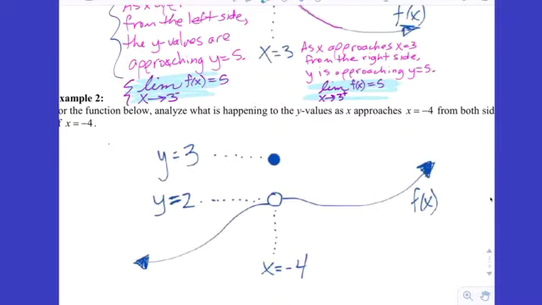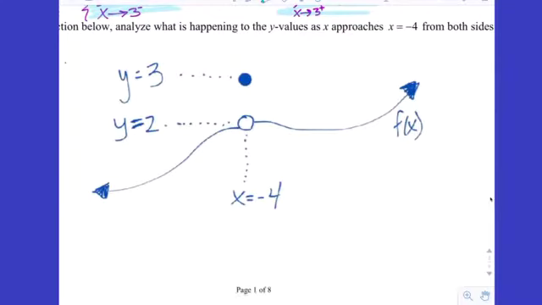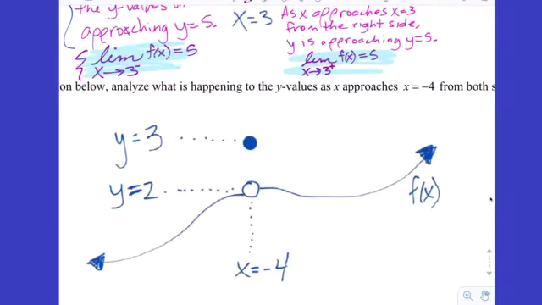For the function below, analyze what's happening to the y values as x approaches -4 from both sides. Okay, well, if you look at x equals -4 here, you can see there's an obvious discontinuity, right? What type of discontinuity is that? There's a hole, okay? You would say that this function f has a hole at -4, comma what? 2, right? What is f of -4? 3, right? Because remember, when I say f of -4, that means you're going to x equals -4, and you're looking where the graph is defined. You're looking for the dot. The dot's right here at 3. So f of -4 is equal to 3.